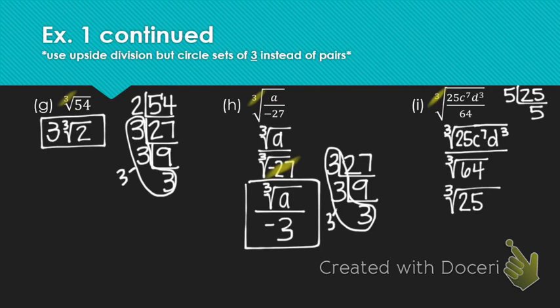Now, what about c to the 7th? Again, it's all about the root and the exponent. Does 3 go into 7? How many times without going over? Twice. So c squared is outside the radical, but do you have any leftovers? Yeah. 2 times 3 is only 6, and there were 7 c's to start with. So how many are left over? There's 1 c left underneath.